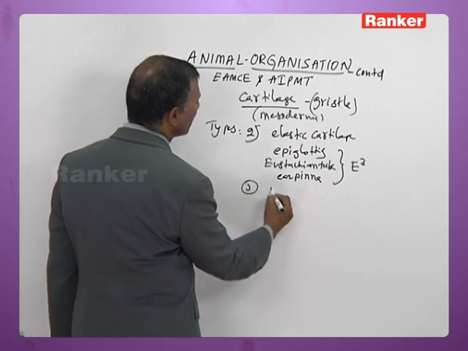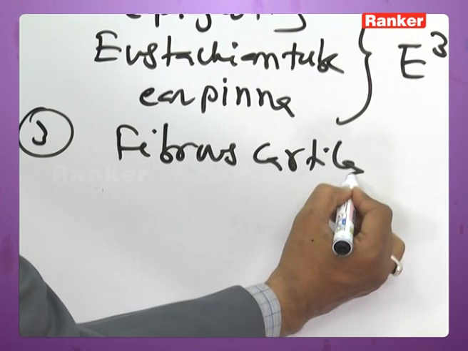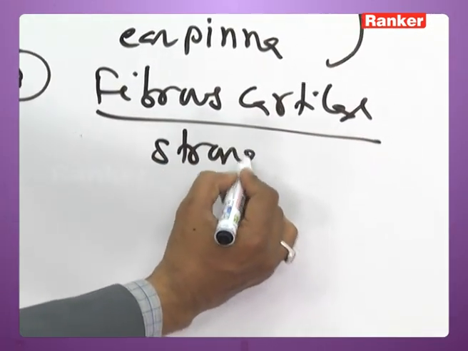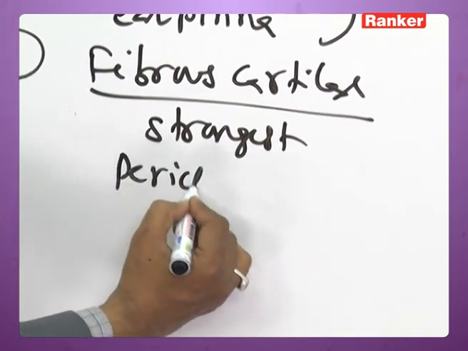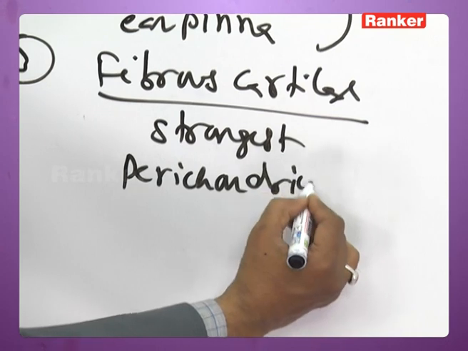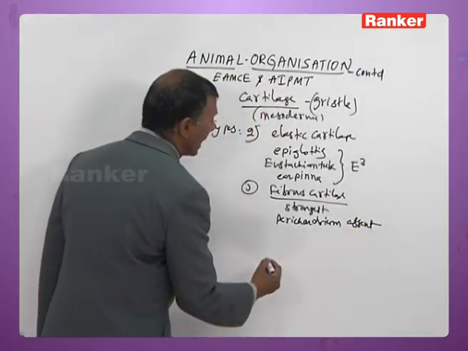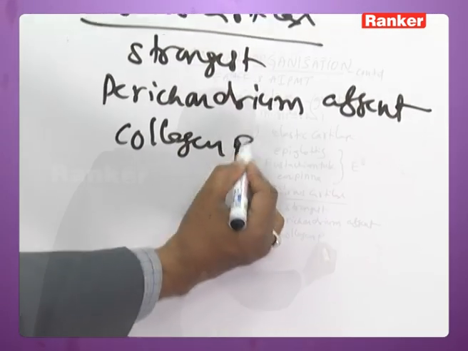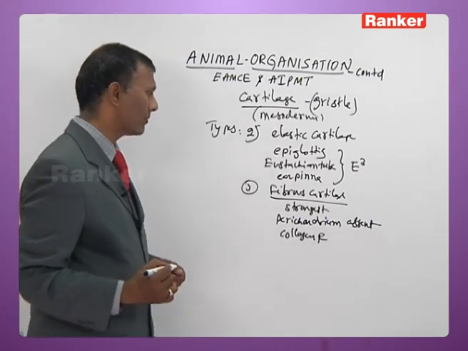Then the third one is fibrous cartilage. Fibrous cartilage is the strongest cartilage among all. Here the perichondrium is absent. Apart from this, it is made up of numerous collagen fibers. The matrix is deposited with densely arranged collagen fibers.